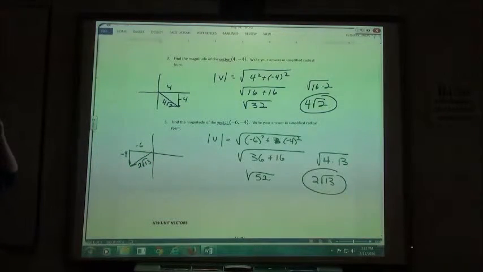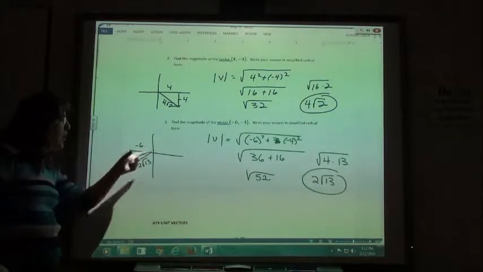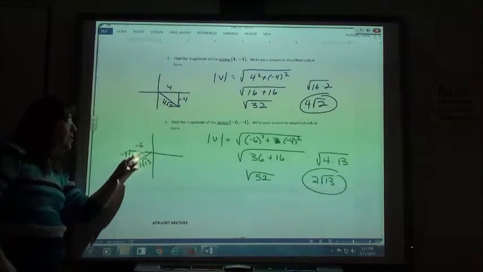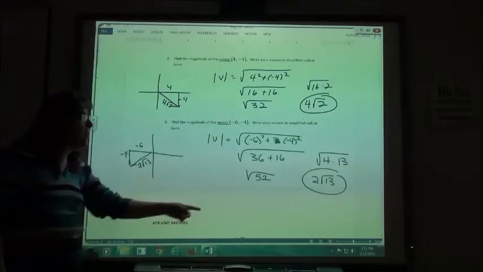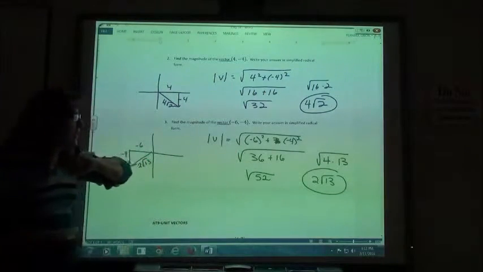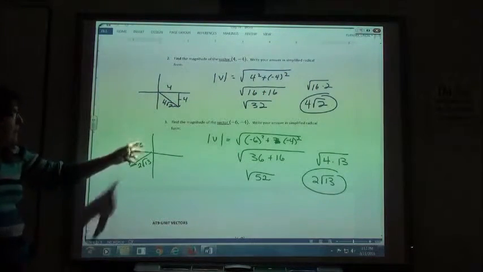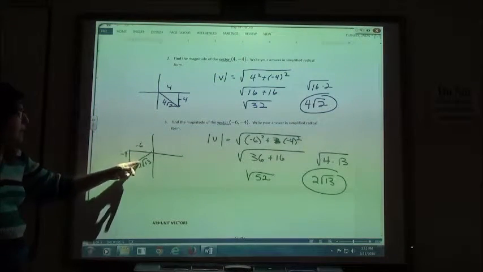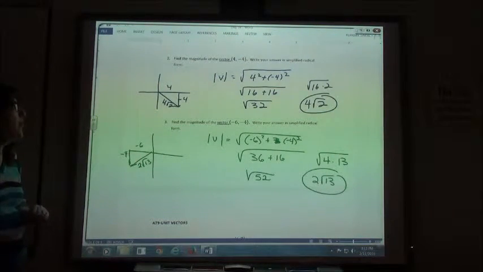So a vector is a quantity that has both a size and a direction. Here we're doing the direction, negative 6, negative 4. To find the size of it, we're actually just using the Pythagorean theorem. And so square root of a squared plus b squared, and simplifying, we can find the size of our vector or the magnitude of our vector.